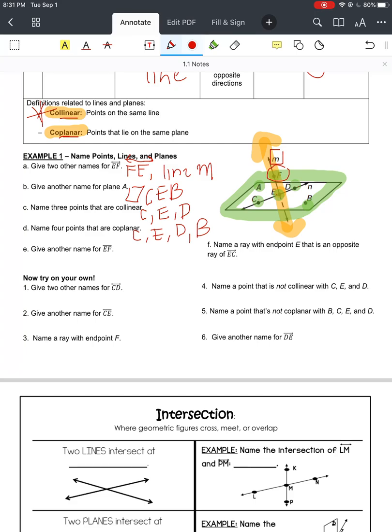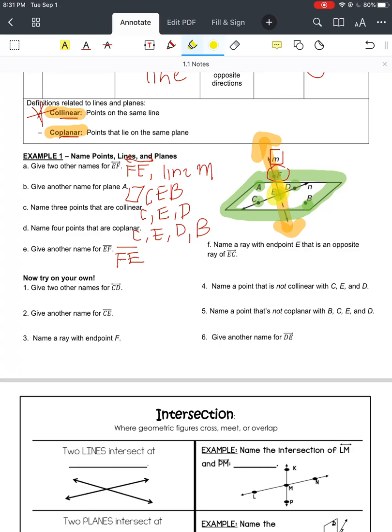Letter E, give another name for segment EF. Notice there's no arrows above E and F. So the only other way you can name a segment, because it does not continue on forever and ever, is to just change the order. So segment FE. And then letter F says name a ray with endpoint E. So let's make sure we locate E. I know my picture's getting a little confusing now. I'll try to highlight it in yellow.